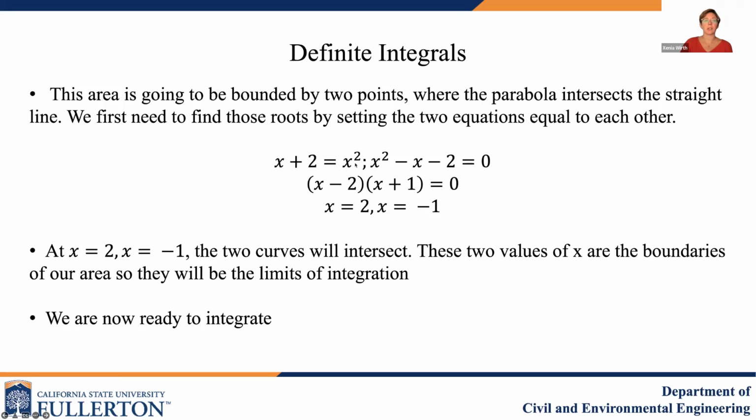So x plus 2 is equal to x squared. I move all the terms to one side and factor, and I find that these two curves intersect at x is equal to 2 and x is equal to negative 1. So these are going to be the boundaries of our area, and these are going to be the limits of integration. Then we integrate.